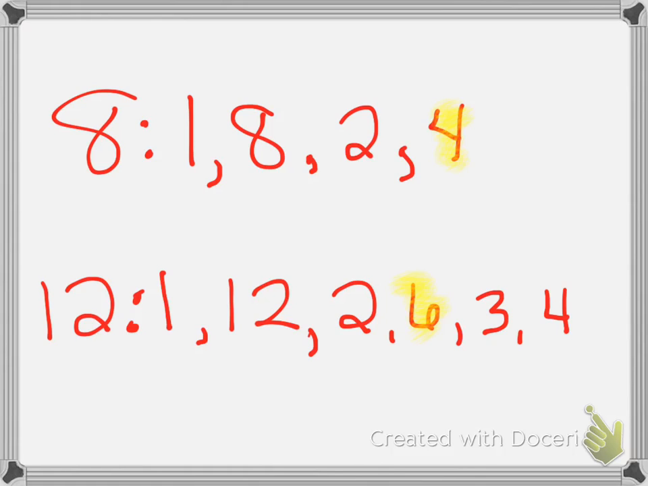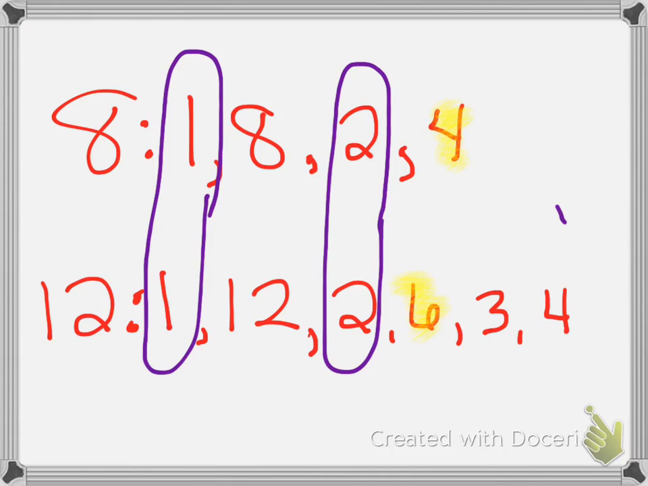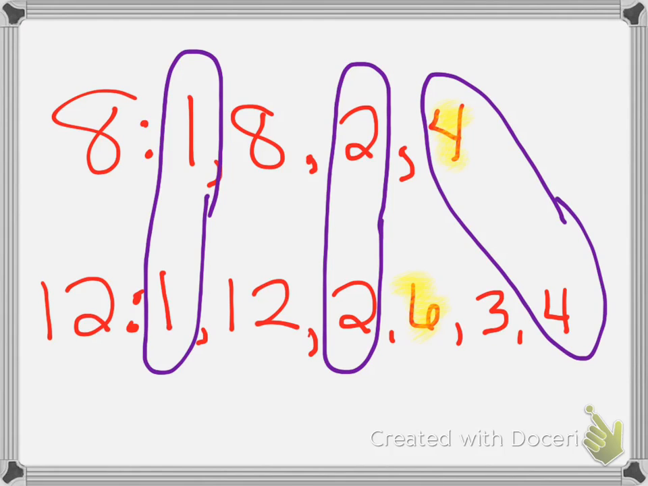Now, I've also been working with them on finding common factors between two numbers. So then we go back and look at our lists, and we find which ones are the same, or the ones that they have in common. I can circle, I see that 1 is a common factor. I can see that 2 is a common factor. And I can also see that 4 is a common factor. So then I can list them in order from least to greatest and say the common factors for 8 and 12 are 1, 2, and 4.